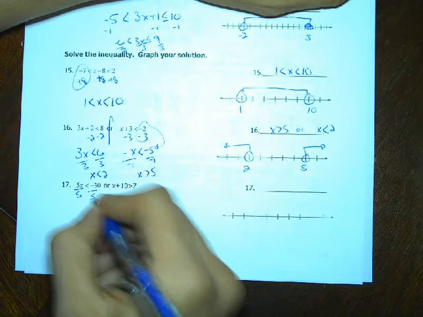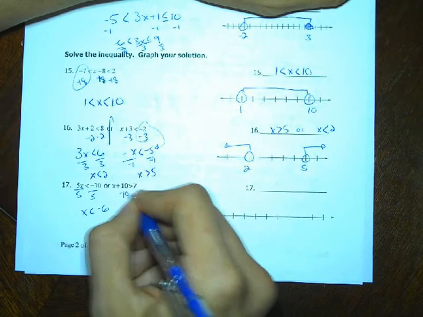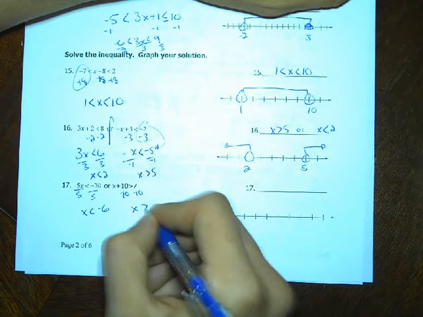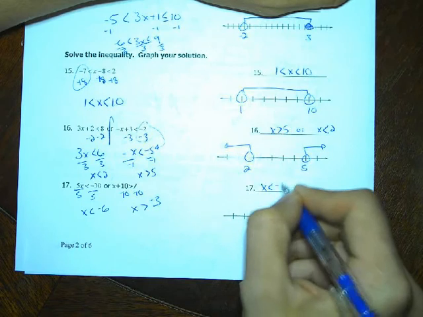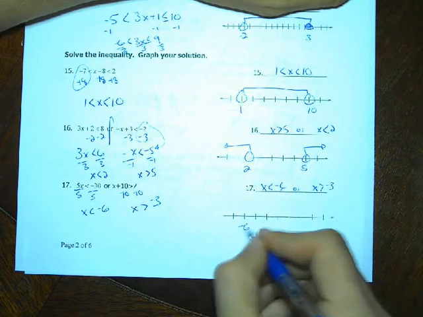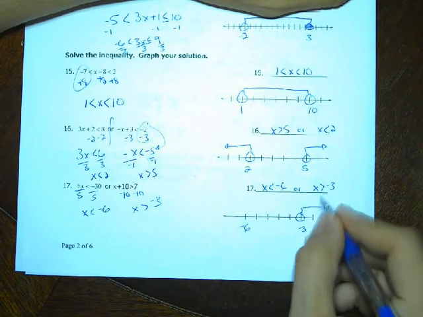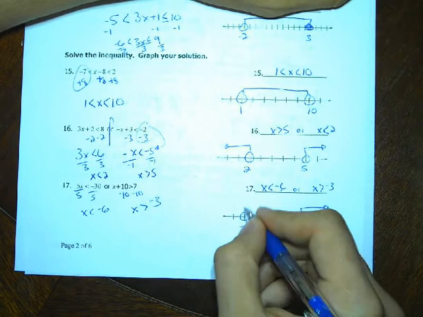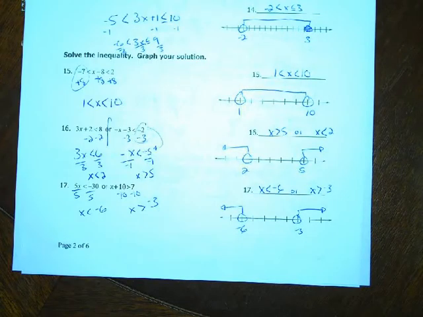Last one. Divide by 5. x is less than negative 6. Or, pull the 10. x is greater than negative 3. So I get my numbers. Negative 3, negative 6. Bigger than negative 3 is okay. Smaller than negative 6 is okay. Both are good. Ands and ors. Be careful. Be careful. Let's go to that next page and see how much we can do this page too.